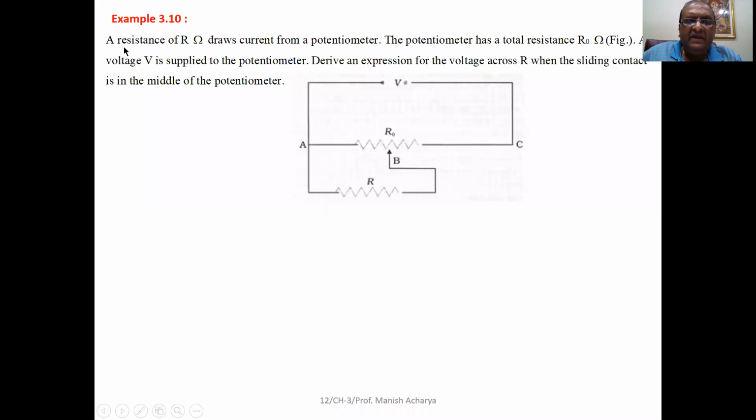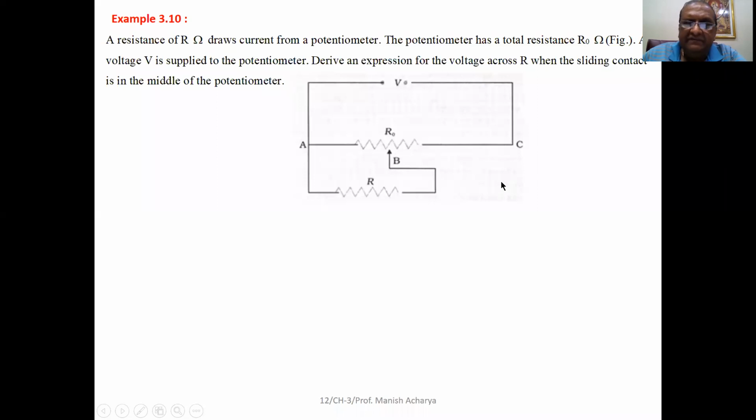Example 3.10. A resistance of R ohm draws current from a potentiometer. The potentiometer has a total resistance R0 ohm as shown in the figure. A voltage V is supplied to the potentiometer. Derive an expression for the voltage across R when the sliding contact is in the middle of the potentiometer. See, the total resistance of the potentiometer wire that is given to you is R0, and this sliding contact is exactly at the middle of the potentiometer wire.